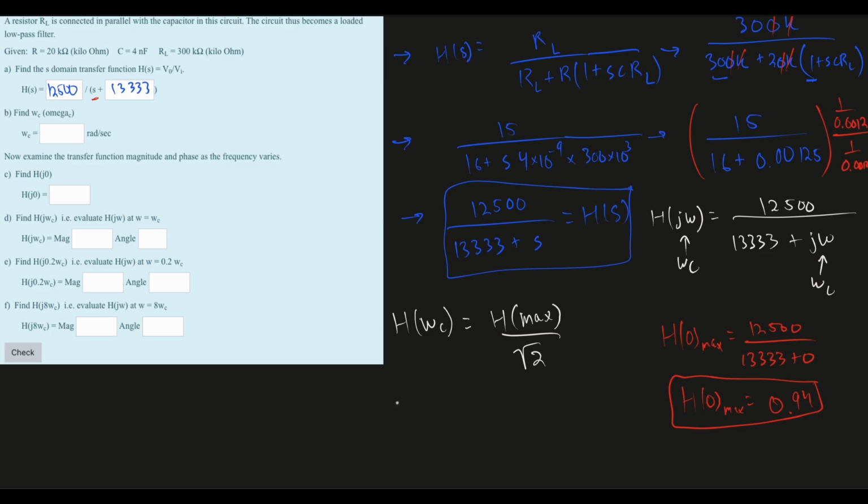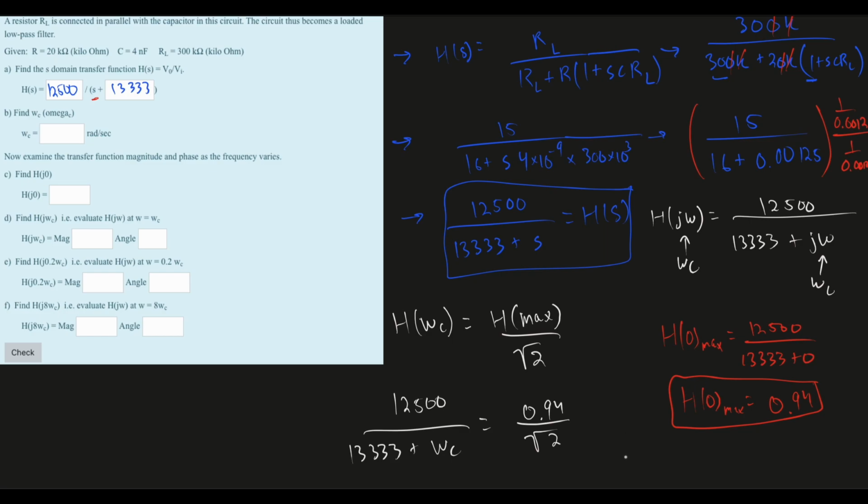We're going to plug that in as well as our H of omega c. So our H of omega c, we have 12,500. We found that in white up top. We have 13,300 plus j omega c, and this is equal to our 0.94 divided by the square root of 2. We need to find our omega c, so we need to do the conversion from rectangular to polar.